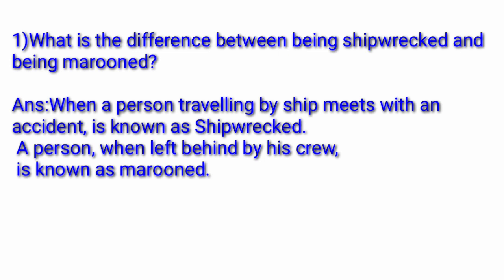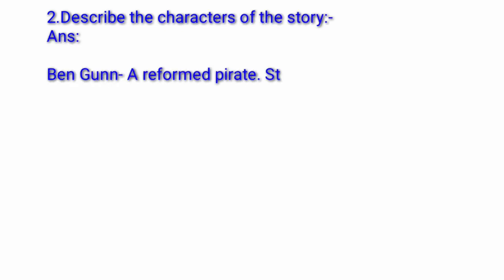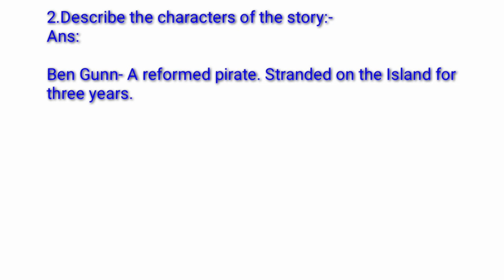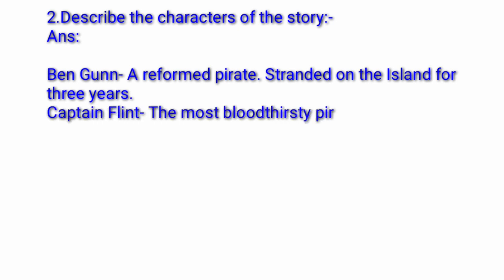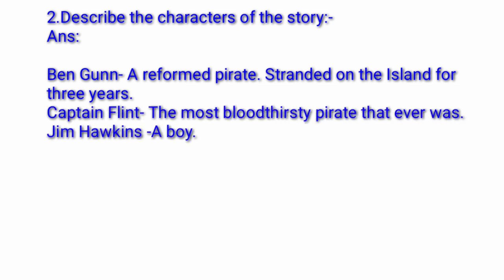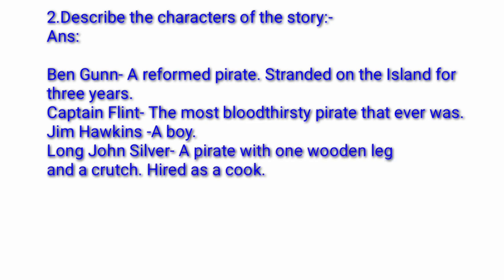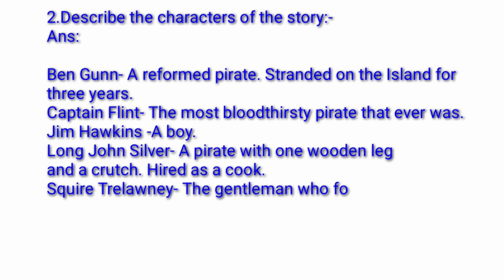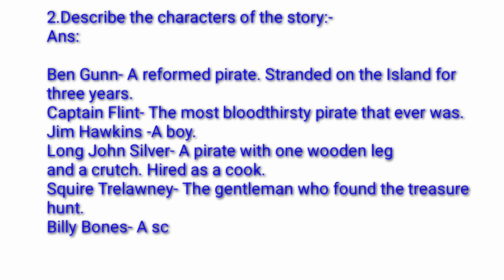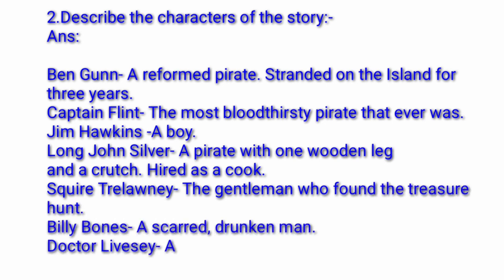Next question. Describe the characters of the story. The first character is Ben Gunn, a reformed pirate stranded on the island for 3 years. Captain Flint, the most bloodthirsty pirate that ever was. Jim Hawkins, a boy. Long John Silver, a pirate with one wooden leg and a crutch, hired as a cook.